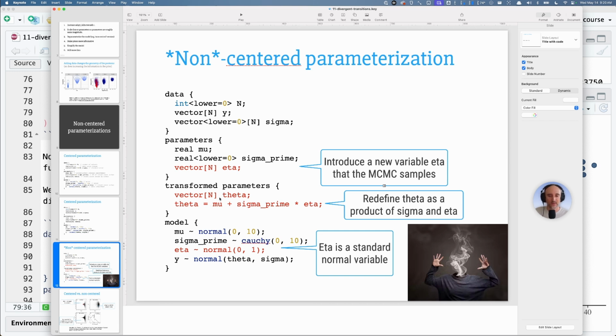So now we define theta in the transformed parameters. We say theta is equal to our mean plus sigma prime, same meaning as before, times eta. And eta is defined as a standard normal variable in the model. I know this probably seems crazy. I have to go back to this every single time I have to do it. But what we've done is we've totally changed the geometry of the problem so that the sampler does not see a funnel, and it fixes the divergent transition problem.